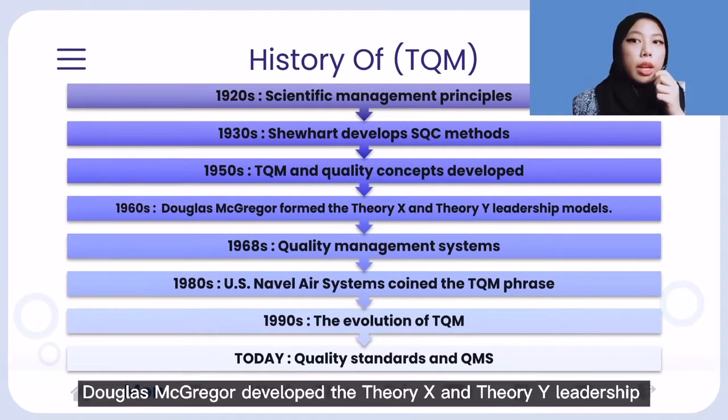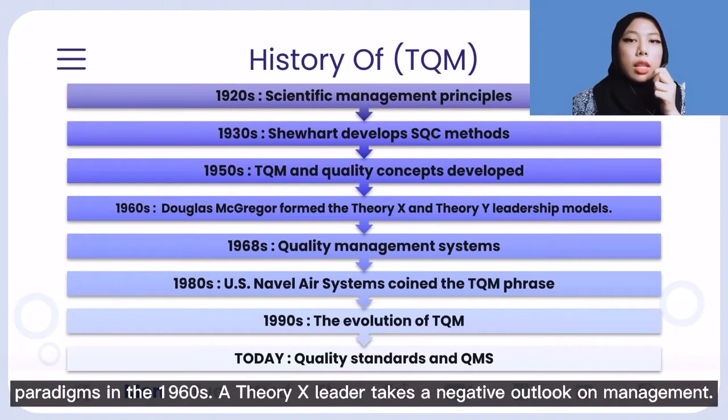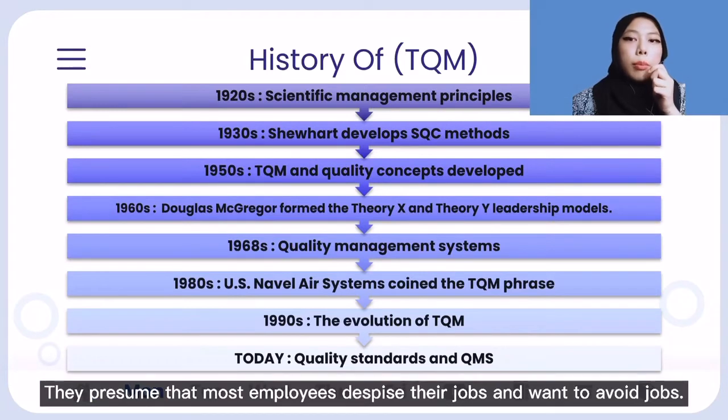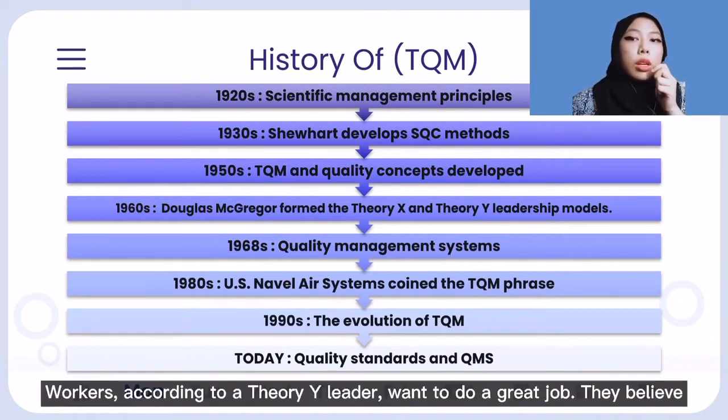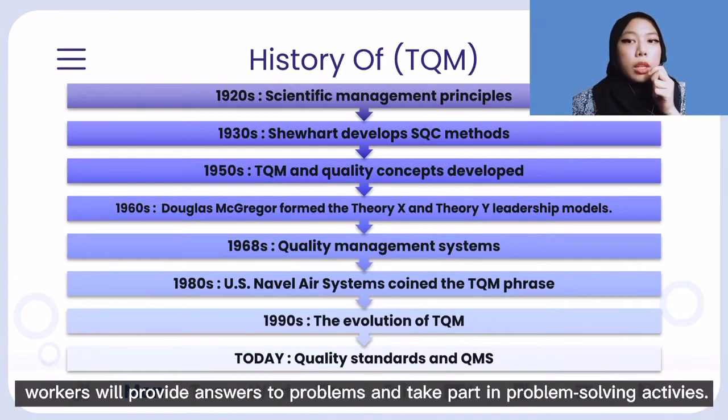Douglas McGregor developed the Theory X and Theory Y leadership paradigm in the 1960s. A Theory X leader takes a negative outlook on management. They presume that most employees despise their job and want to avoid work. Workers, according to a Theory Y leader, want to do a great job. They believe workers will provide answers to problems and take part in problem-solving activities.